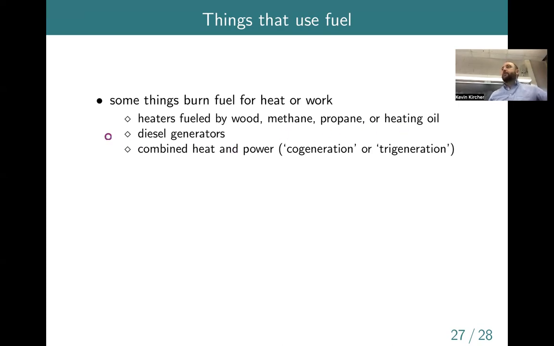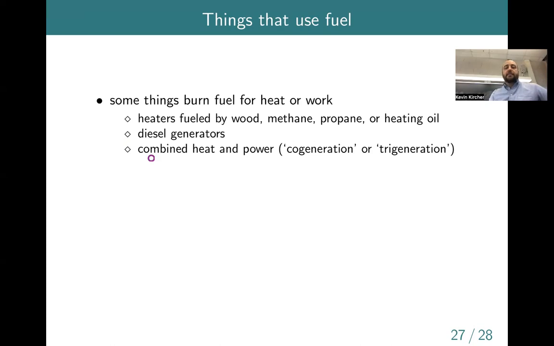Diesel generators are often used, especially in microgrids. Basically as some flexible capacity that can fill in, if the sun's not up and the wind's not blowing, you have some other power source. They can also be used to regulate the voltage and the frequency on the grid to some degree.